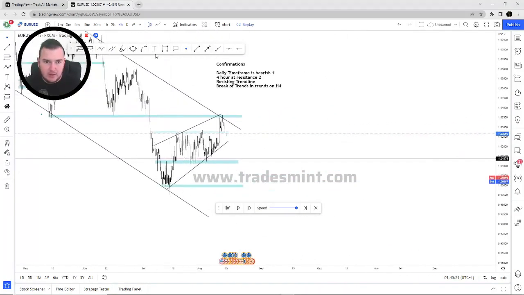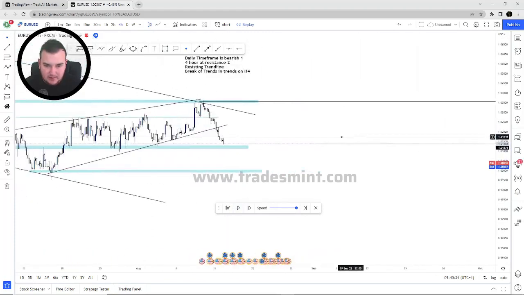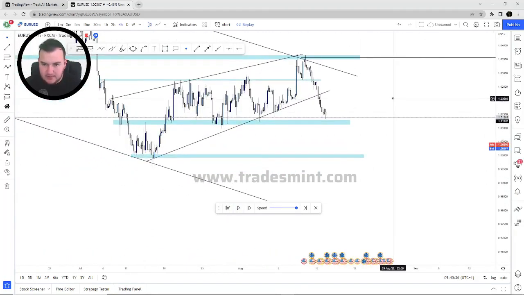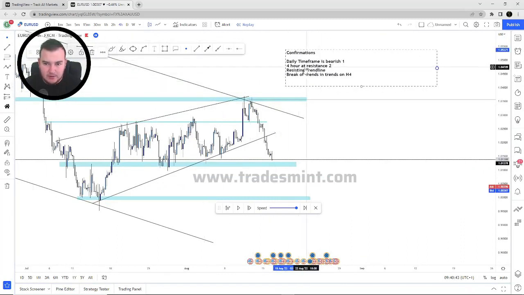Okay, so if we didn't get an entry at this level, which I've identified here, because there's 3 confirmations at this level alone, if you want to play it safe and wait for an extra confirmation, that would be on the break of this trend line that I have here. The break of this trend line would be an extra confirmation that you should maybe look at sells, because now we have 1, 2, 3, 4 confirmations.